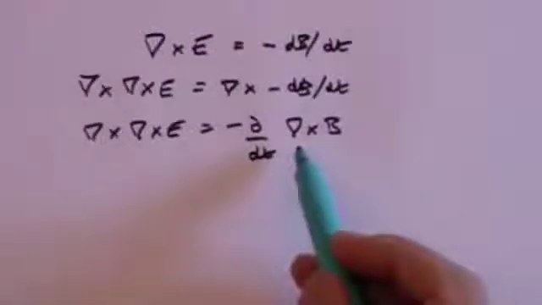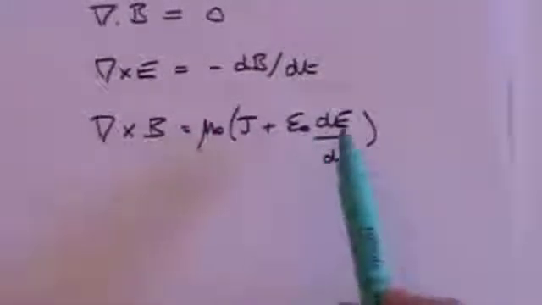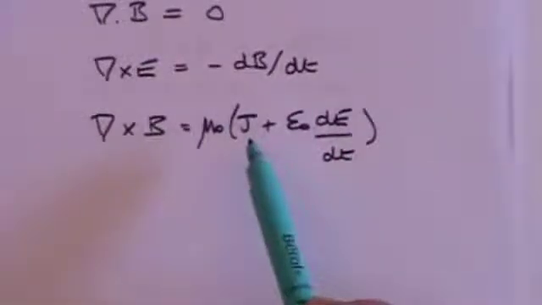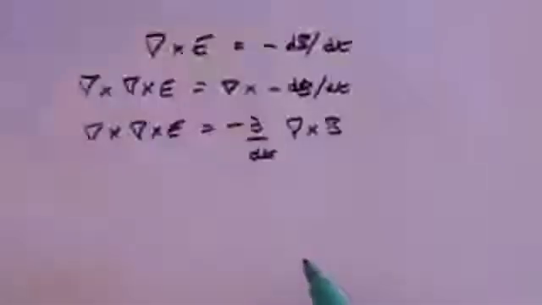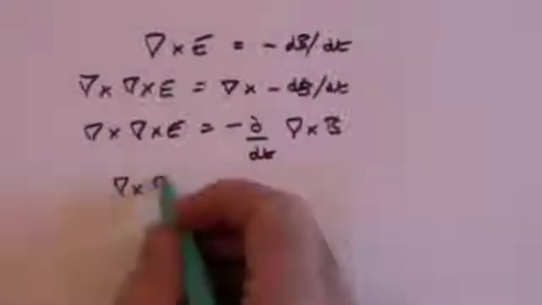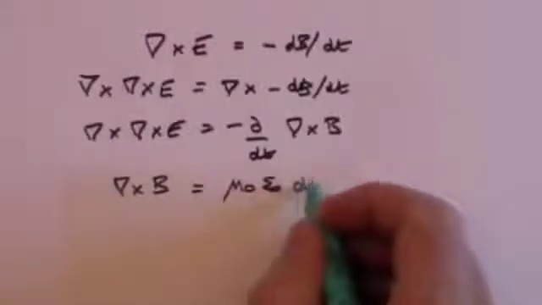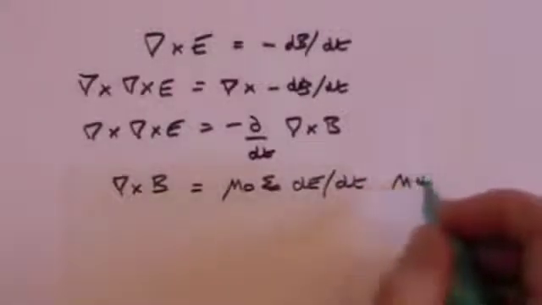Now, Maxwell's equations tell us what the curl of B is. The curl of B is mu naught into J plus epsilon naught dE by dt. J is the current density, and if there are no currents flowing, then J is 0. So the curl of B will simply be mu naught epsilon naught dE by dt. That is Maxwell's fourth equation.